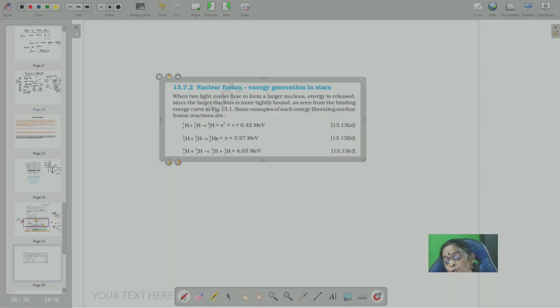When two lighter nuclei fuse to form a larger nucleus, then nuclear energy is released. Since the larger nucleus is more tightly bound, such large energy is liberated in the nuclear fusion reaction. I am going to show you that. So you can see how nuclear fission and fusion is taking place.